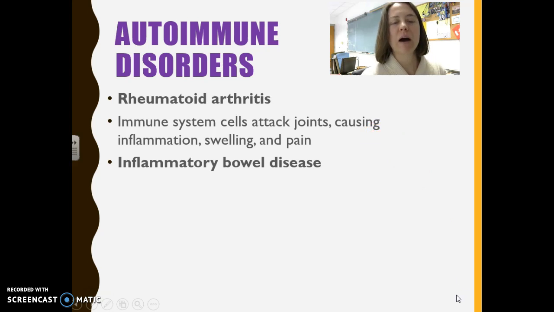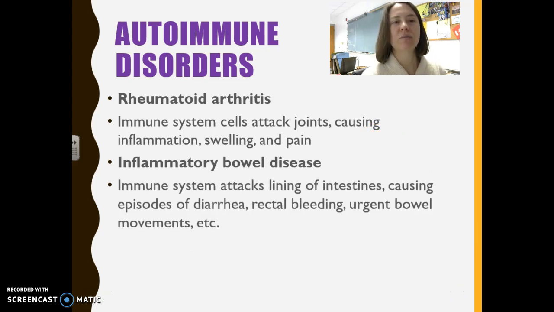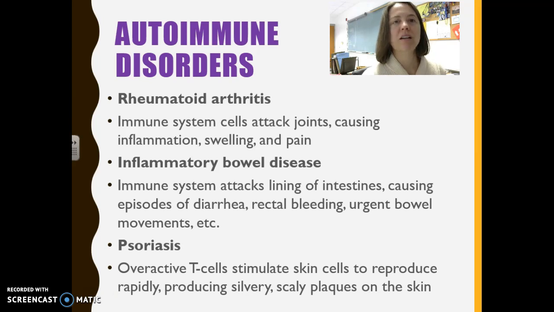Also, inflammatory bowel disease is an autoimmune disorder. This is when the immune system attacks the lining of the intestines and can cause episodes of diarrhea, rectal bleeding, urgent bowel movements, and many other things. So not very pleasant. And psoriasis is another autoimmune disorder. We talked about this in the integumentary system. What happens there is overactive T cells stimulate the skin cells to reproduce rapidly. So you just get more and more skin cells when you're not losing them, and it will produce silvery, scaly plaques on the skin, which can also be itchy.